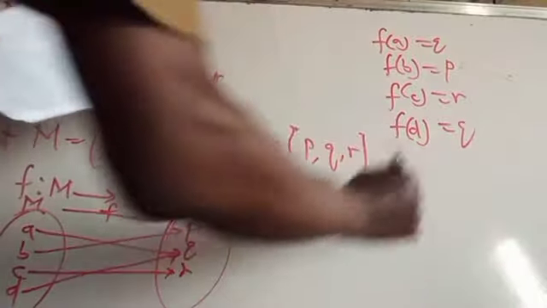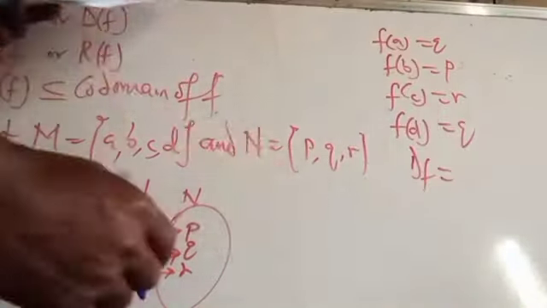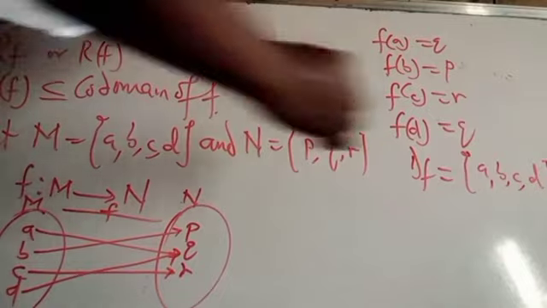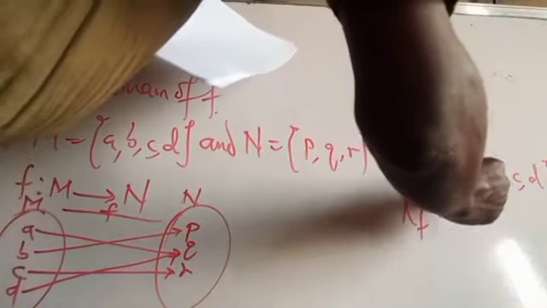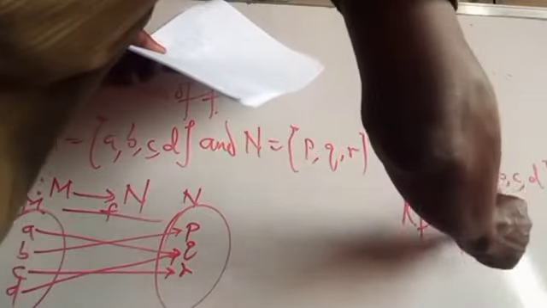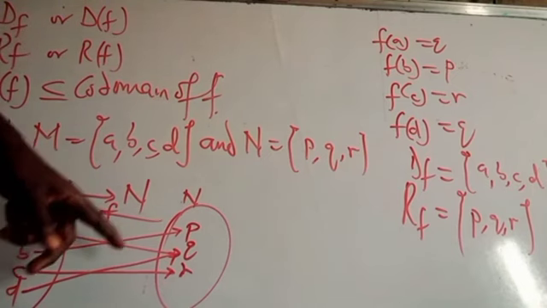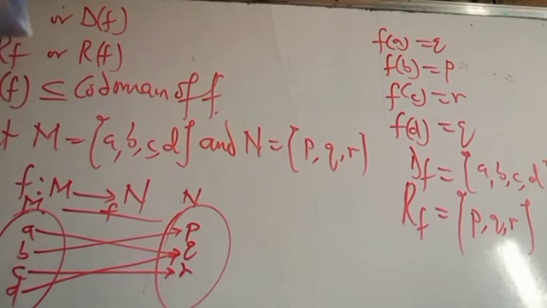So the domain Df will be the set A, B, C, D, of course, the elements in M. It's not new. The range now will be P, Q, R, because these are the elements in the codomain that are mapped. So note that the range of f is the same as the codomain of f in this example. In this example, you can see the range of f is equally the codomain of f.